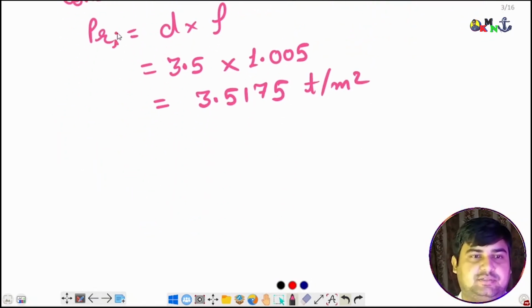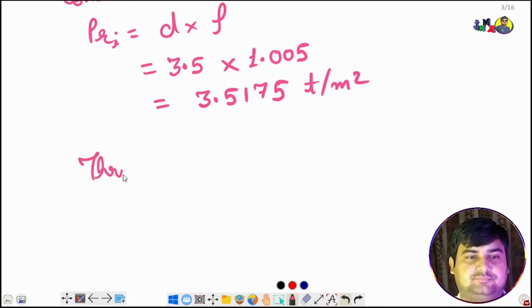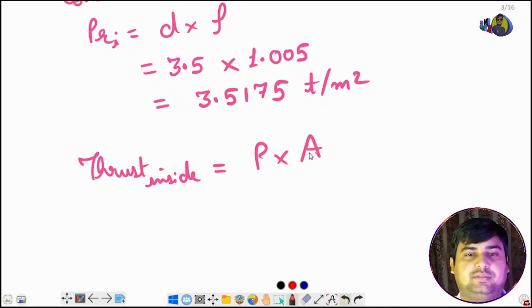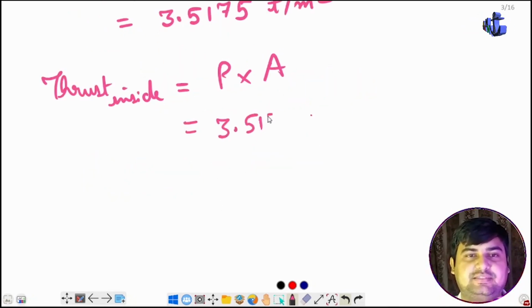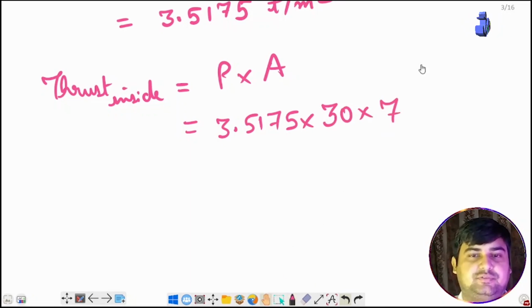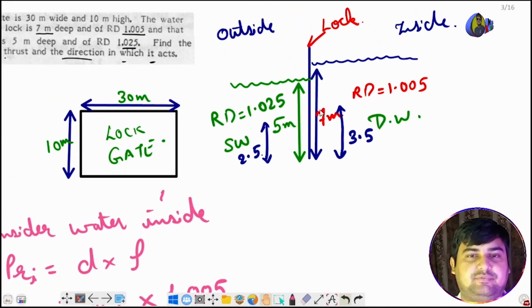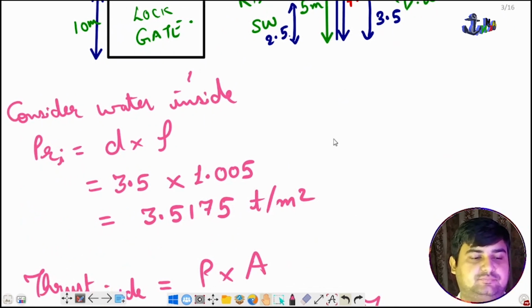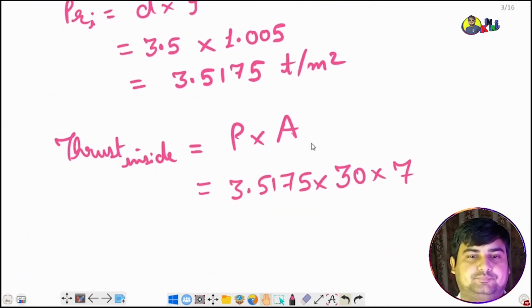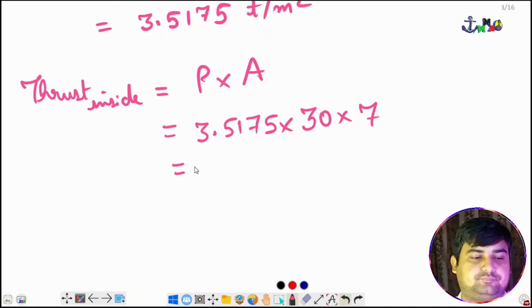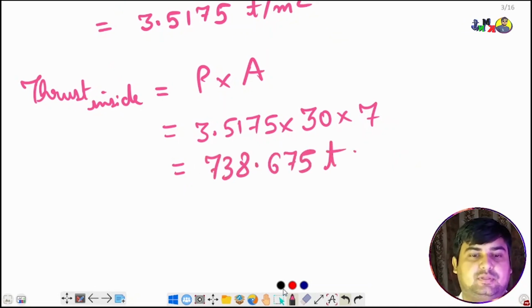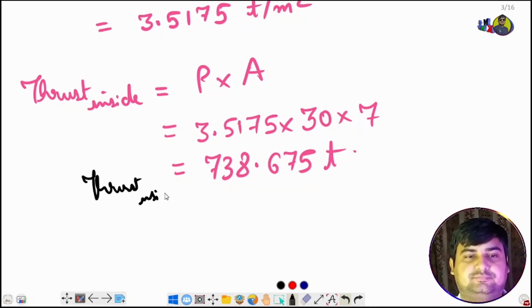So thrust inside will be equal to pressure into area. So pressure is 3.5175 and area is 30 multiplied by height, which is 7 meters. As we can see from the diagram, this height is 7 meters inside. We are considering the inside one right now. So it will come out to be 738.675 tons. So this is the thrust inside.